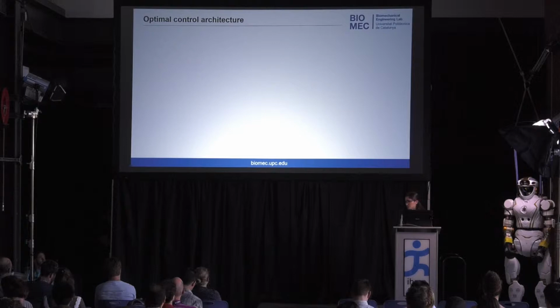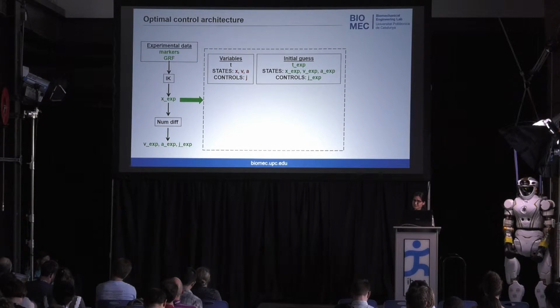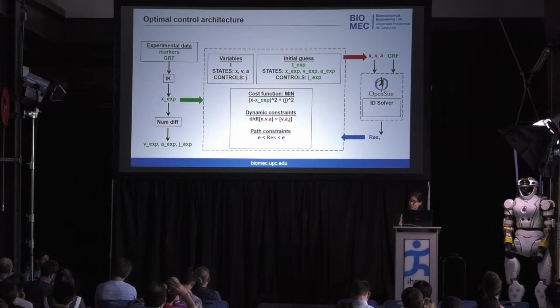The tracking problem is formulated as an optimal control problem, where the states are coordinates, velocities, and accelerations, and controls are jerks. The experimental data is used as an initial guess, and in the cost function we minimize the squared error of the coordinates and the square of jerks, and at each iteration we perform an inverse dynamics using OpenSim API, and we put the residuals into path constraints where we ask them to be within a specific tolerance.